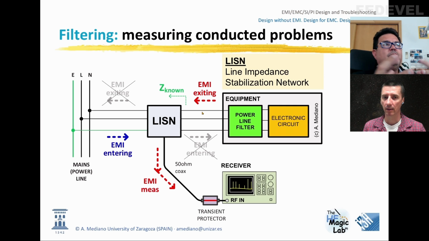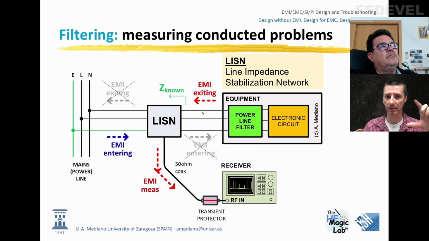So basically, we use it because the noise which is coming out from this device can be, for example, very weak, and if the impedance is very low, then this noise would kind of disappear.